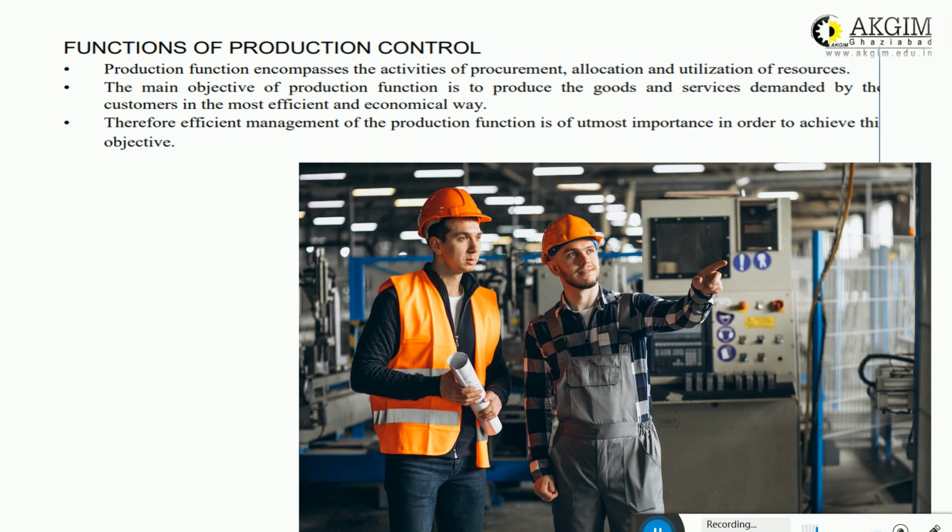And the major objective of the production function is to produce the goods and services demanded by the customer in the most efficient and cost effective way. So therefore, efficient management of the production function is of utmost importance in order to achieve this very objective, right?